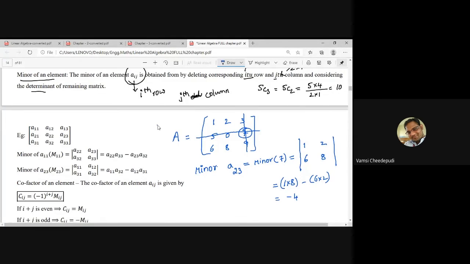If you ask me the minor of 1 1, first row first element, the first row should be deleted, the first column should be deleted. For the remaining matrix you need to take the determinant. So the determinant is in this way, AD minus BC. If the given matrix is ABCD, then the determinant is the product of diagonal elements minus the product of off-diagonal elements, AD minus BC. So here also 2 3 is the same.